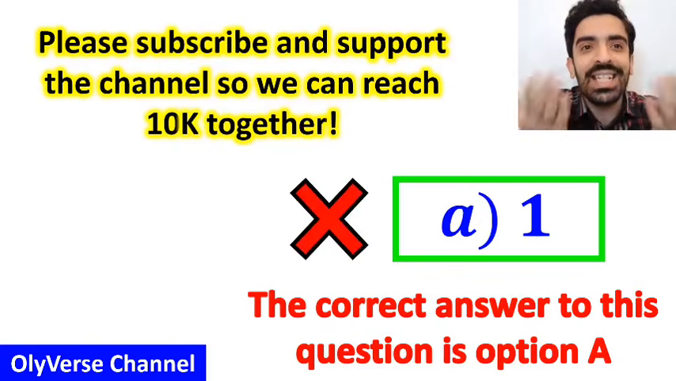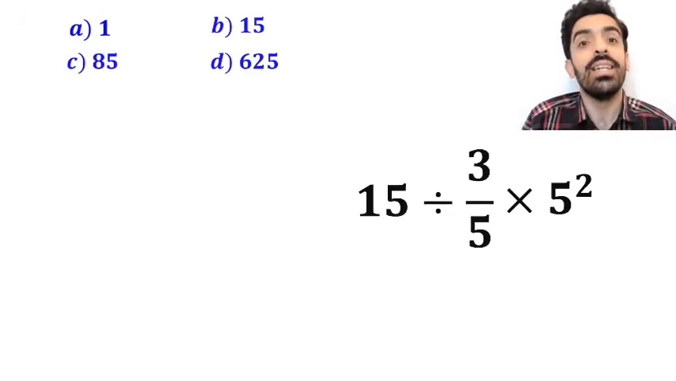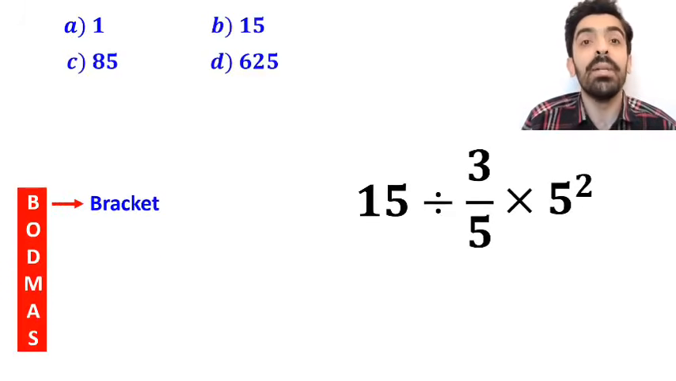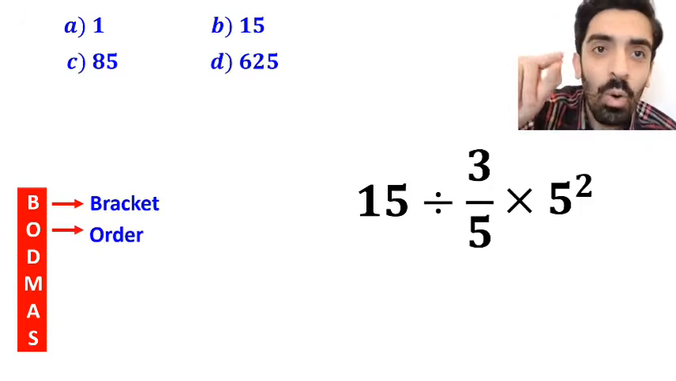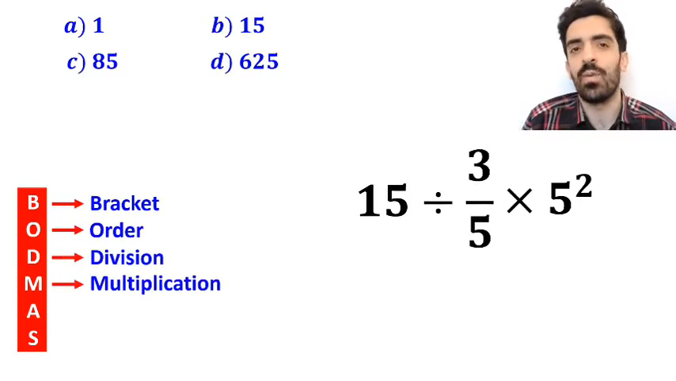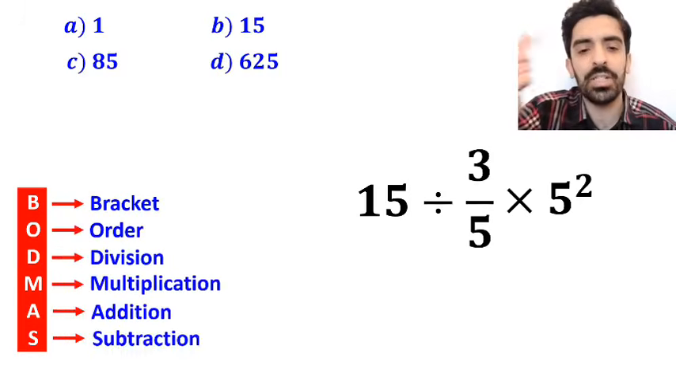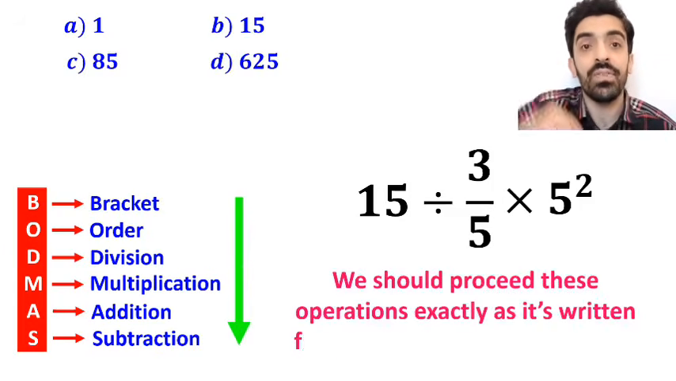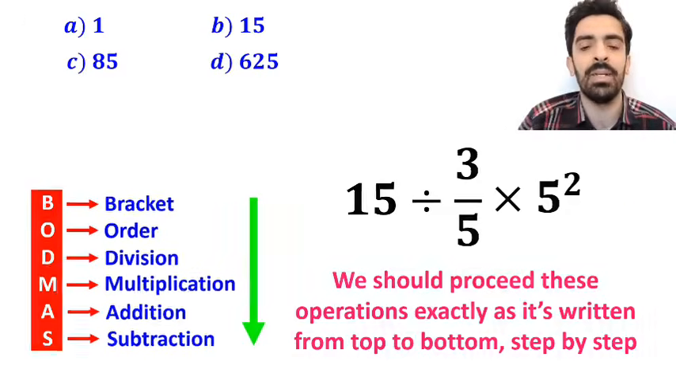However, it's not the correct answer to this question. To solve this question, we must follow the BODMAS rule. In this rule, B stands for bracket, O stands for order, D stands for division, M stands for multiplication, A stands for addition, and S stands for subtraction. We should proceed with these operations exactly as it's written from top to bottom, step by step.